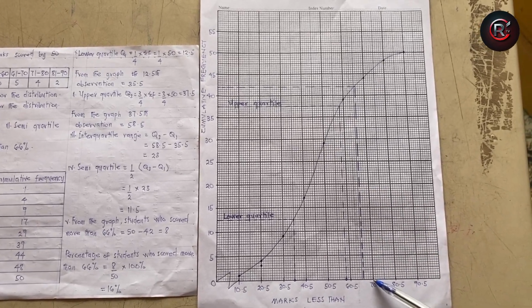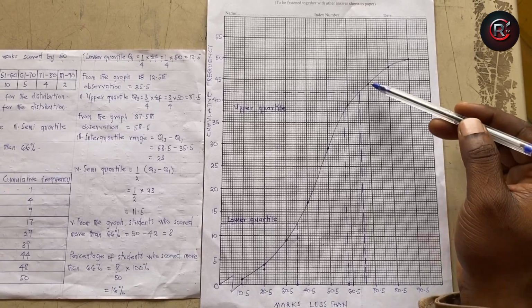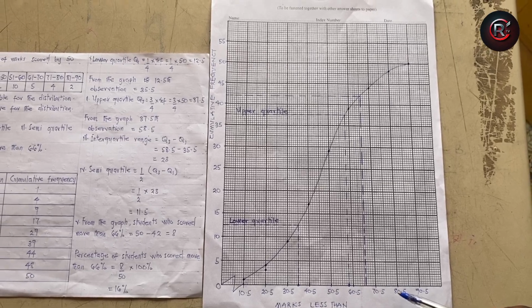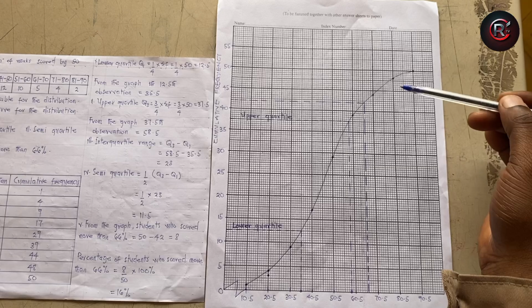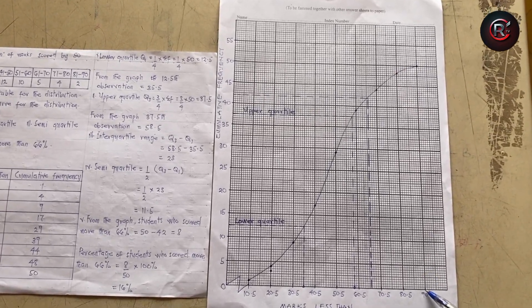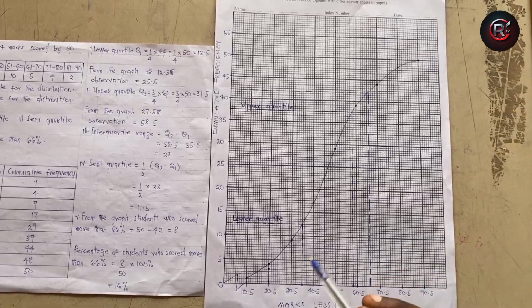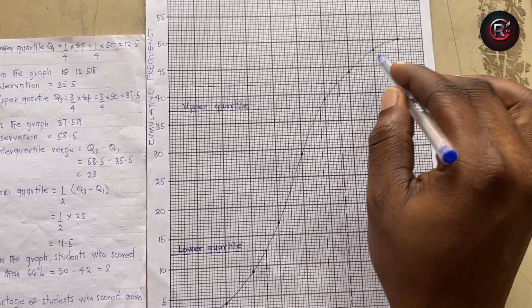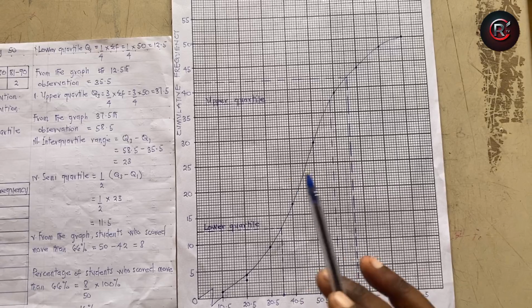And at 70.5, our cumulative frequency will be 44. So we mark our 44. At 80.5, the cumulative frequency number will be 48. So we mark our 48 as we can see. And at 90.5, we are going to have 50. So we mark our 50 here. After that, we take our pencil and we join the points to obtain our curve. So this is how we can draw a cumulative frequency curve.